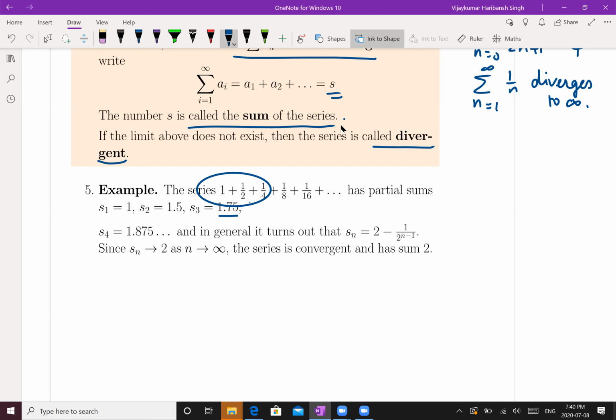So if you look at the limit as n goes to infinity of Sn, you will see that this is the same as the limit as n goes to infinity of 2 minus half to the power n minus 1. And as n goes to infinity, this term goes to 0. So we have the limit is 2. So this series is convergent and it converges to 2.